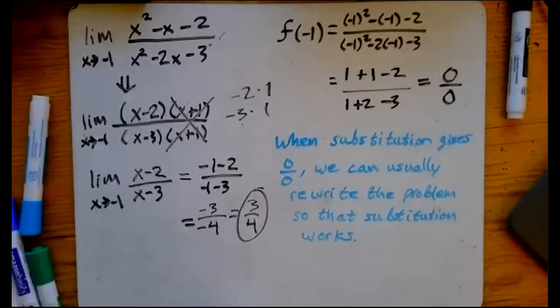If you get a number over 0, then you're out of luck for right now. We'll explore how to look at those tomorrow. But a number over 0 means that we have an asymptote there, and we'll usually need to use graphical methods to tackle it.